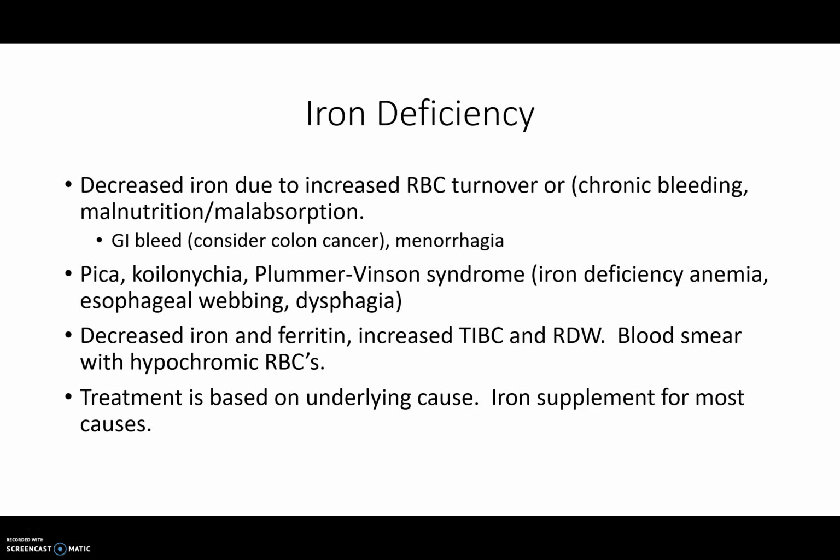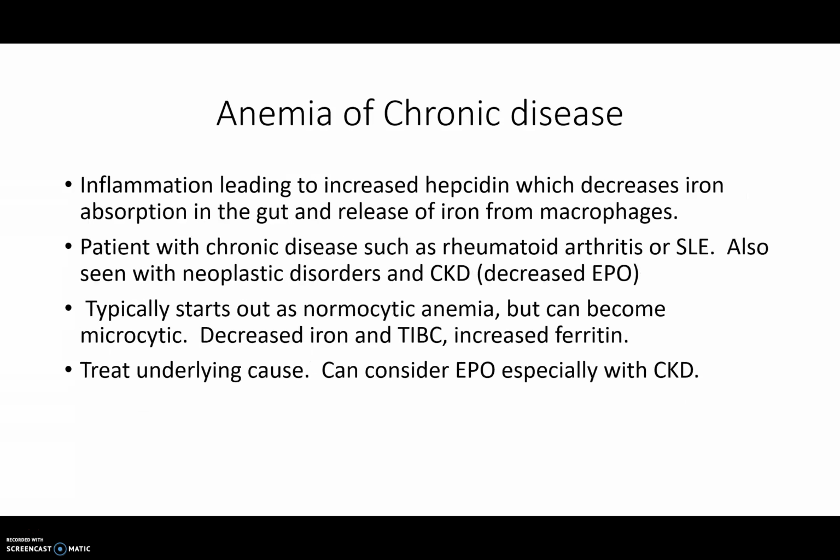You're going to see on your labs decreased iron and ferritin and increased TIBC and RDW. RDW is a buzzword for this. That is because of the increased variation in the blood cell sizes. This is because the iron deficiency is leading to different sizes in the blood cells themselves. And treatment's going to be the underlying cause, but you can do iron supplementation as well.